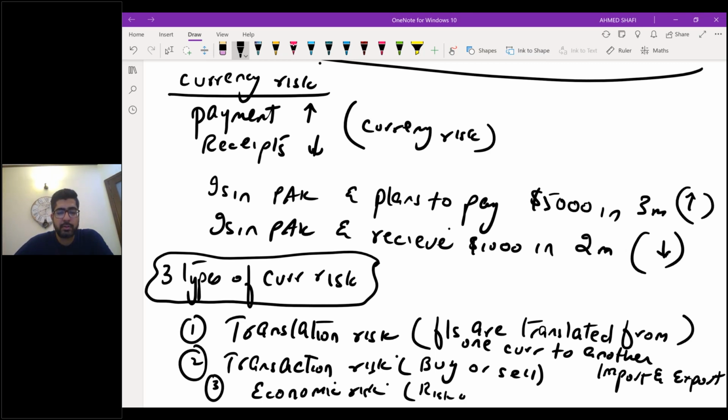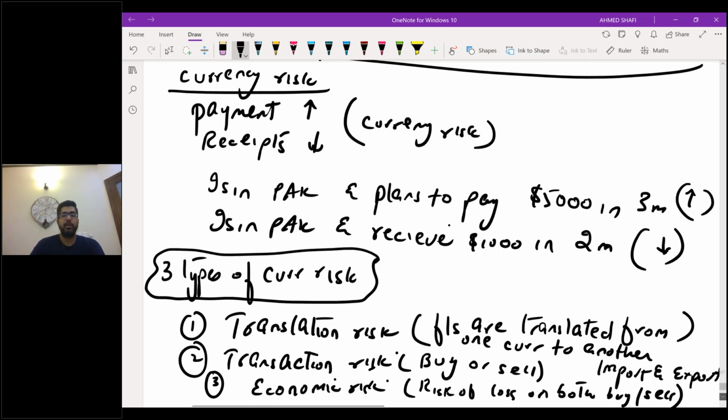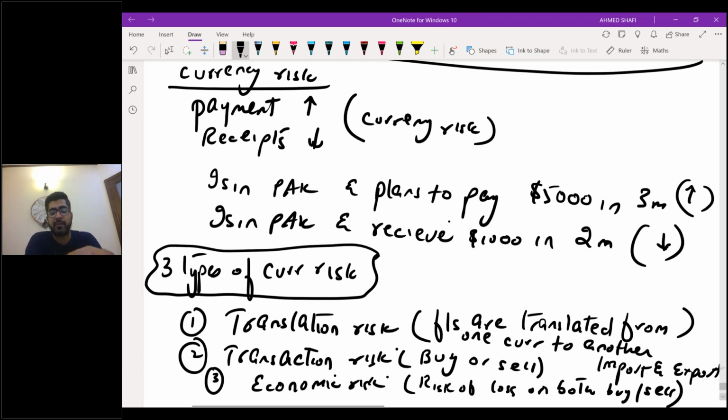Okay, and economic risk is the risk of loss on both buy and sell transactions. It is also a transaction risk, but it is considered a heavy form of transaction risk: if a company is buying something and selling something, it is facing loss on both transactions. This is called economic risk.